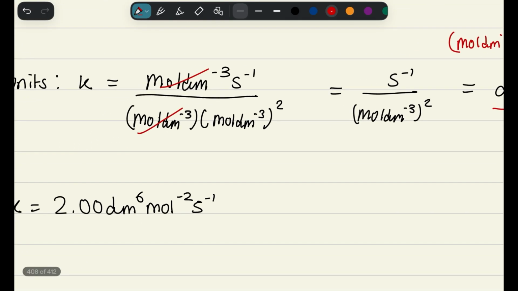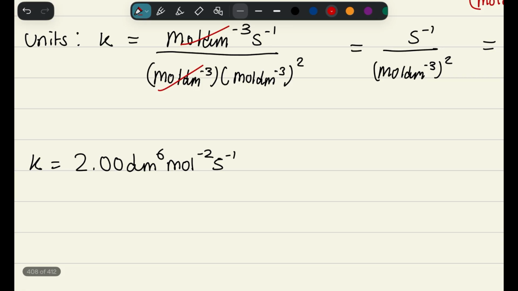And then you can put it all together and say the value of k is 2 dm cubed to the 6 mole to the minus 2 per second. Hope that makes sense. If you need to go back through it, please do. We do have another example of something like this in the questions.